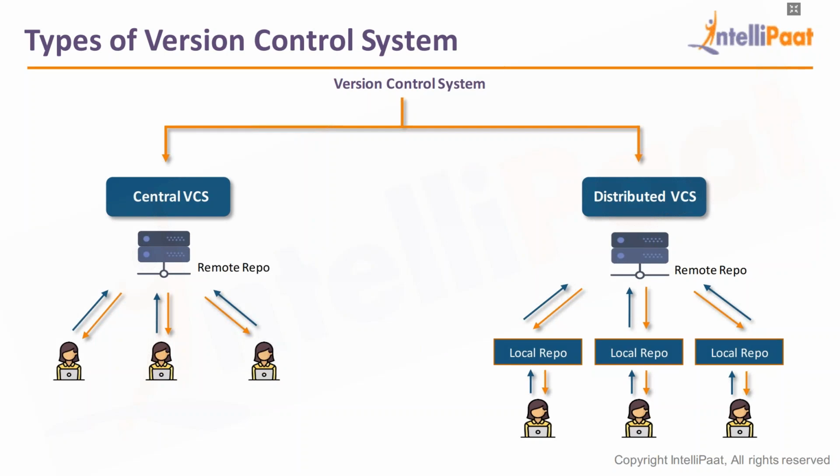So now you should know on a high level that we have two versions of version control system available. The first one is central VCS, the second one is distributed VCS. In case of central VCS, we will be having a remote repository, and each one of you will be saving your code in the remote repository. You will not be having any kind of local copy of the code. Everything which you have will be saved on the remote repository. Fine.